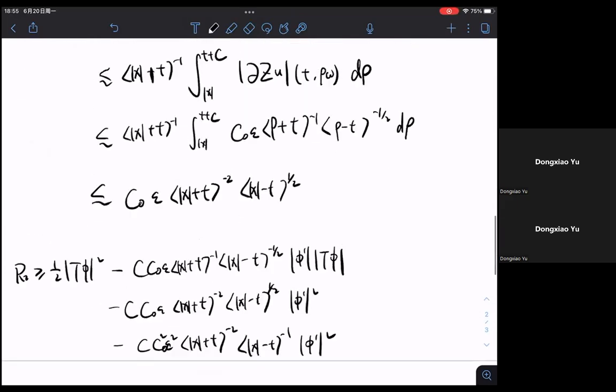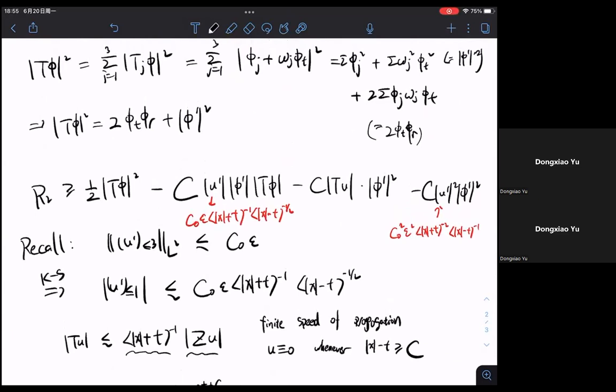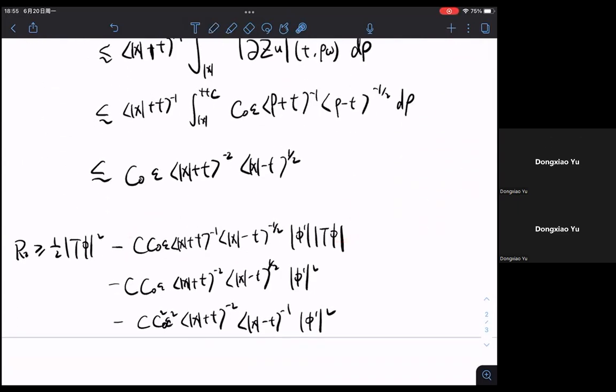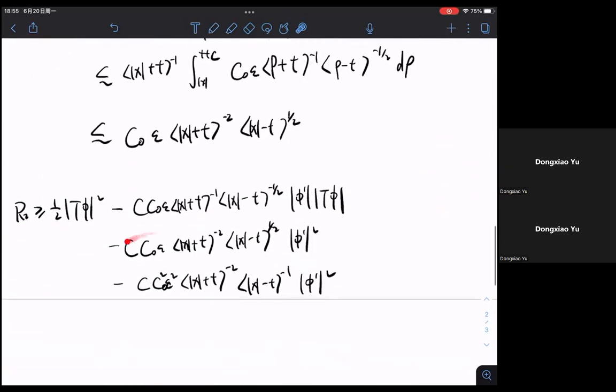So these three terms come from these three bounds. That is, the first term here corresponds with the first row. The second thing here and the third thing here correspond to the second row and the third row. And also notice that the last row can be controlled by the second row, so we can just erase it and use the second term here to absorb that term. So this is the lower bound for R2.